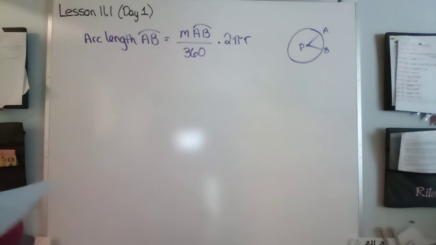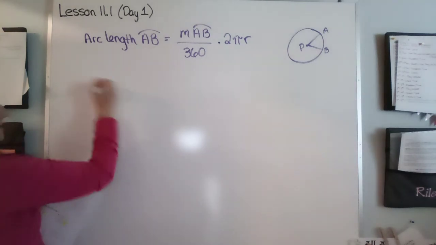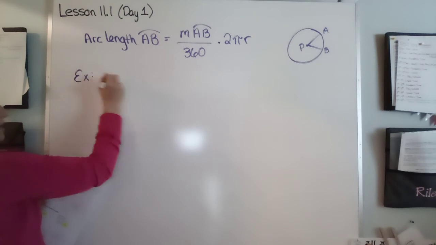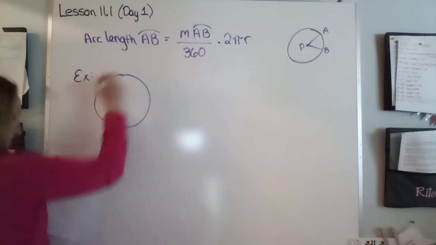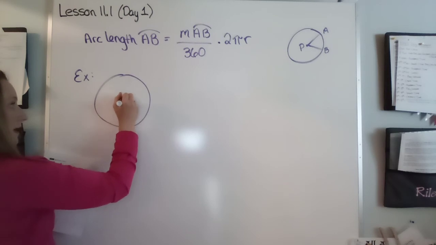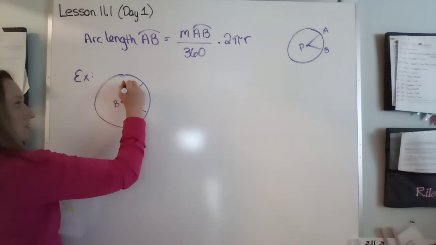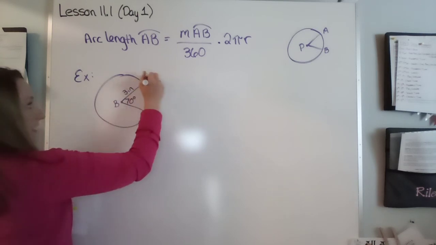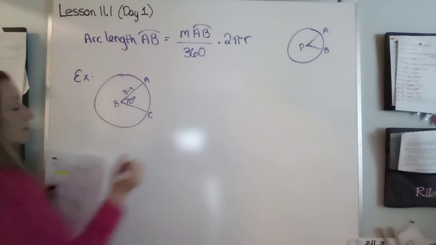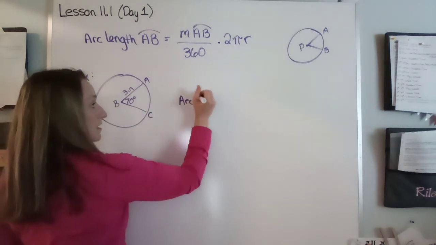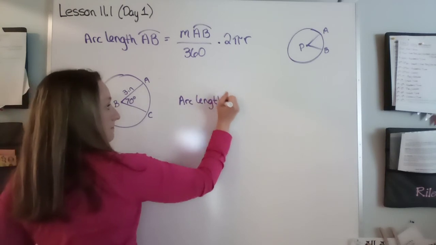Okay. So, the example in your notes says find the arc length of AC, and the diagram that's given, this is the example in your notes. The diagram that's given looks like this, where we have a circle, it's circle B, and we're given a central angle of 70 degrees, and my radius is 3 inches. And then you're given AC. And the problem asks you to find arc length AC.